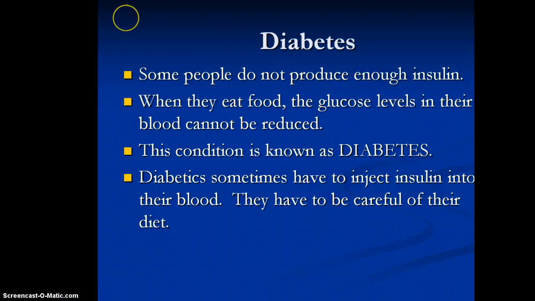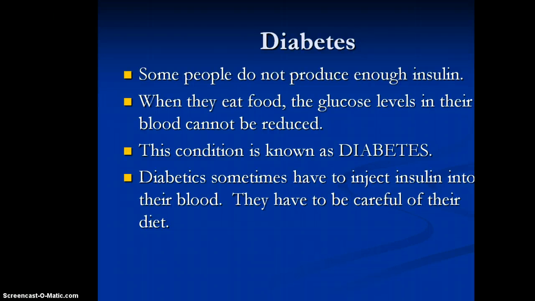So diabetics sometimes have to inject themselves with insulin so that they can level out their glucose levels. So they also have to be very careful with their diet. If they're not careful with their diet and they take in too much glucose, then their bodies are going to spill that glucose directly into the urine, and that's because their kidneys can't absorb enough of it.